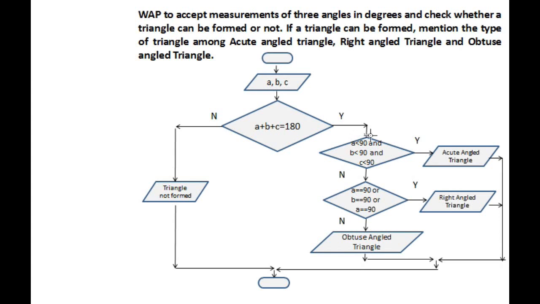Say if this does not satisfy, then in that case it is going to come down here. Now if A is equals to 90 or B is equals to 90 or C is equals to 90, in that case we are going to consider that the triangle is a right angle triangle. And if it is neither acute angle triangle nor right angle triangle, then definitely it must be an obtuse angled triangle.